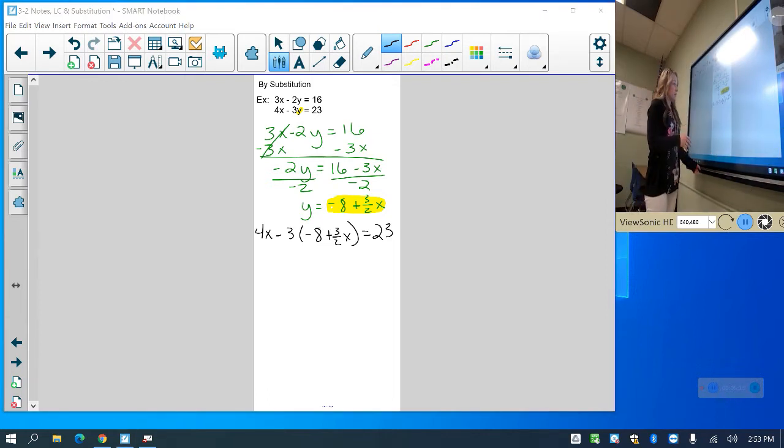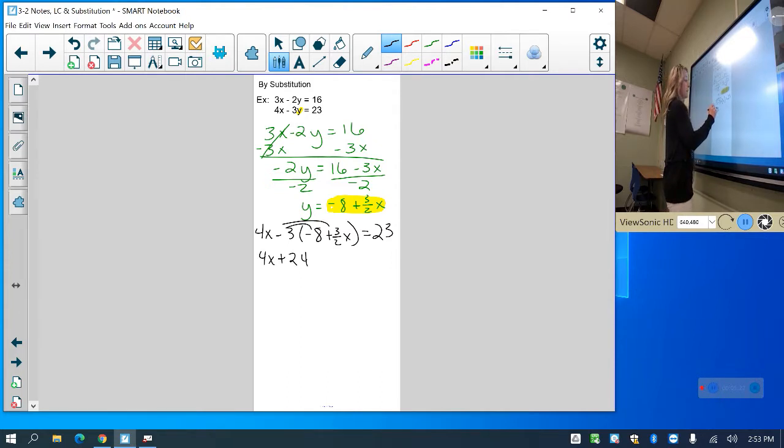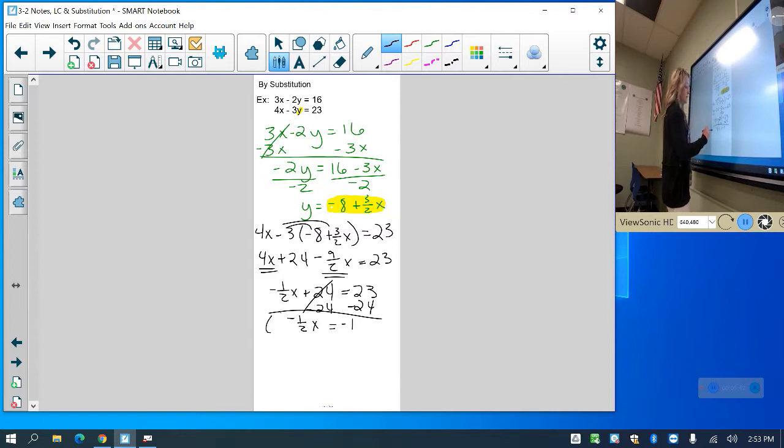So now when I go to solve this, I'm going to go ahead and distribute the negative 3. So I have 4x plus 24 minus 9 over 2x equals 23. Combine your like terms. 4x minus 9 over 2, or minus 4.5, is negative 1/2 x plus 24 equals 23. Subtract 24. So I have negative 1/2 x equals negative 1. Multiply both sides by negative 2 to get rid of your fraction. So I have x equals 2.